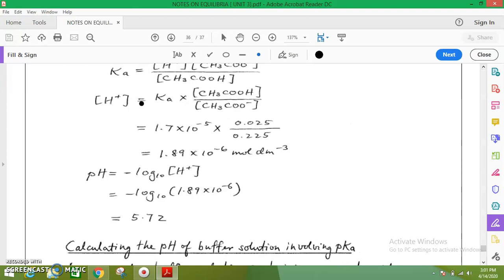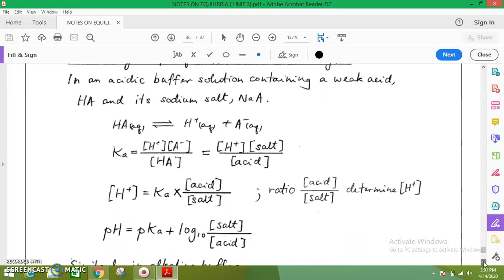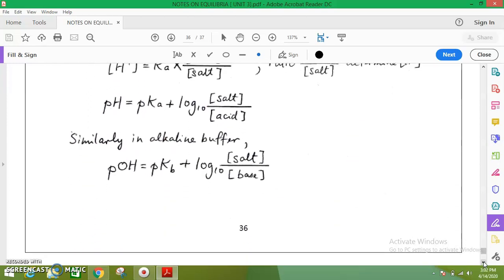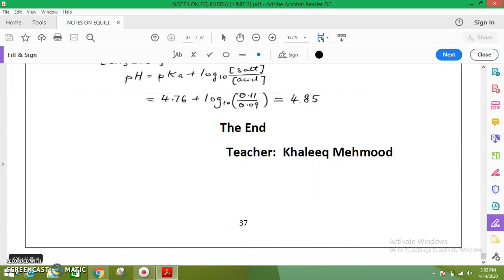Look here, Ka we know, concentration of acid we know, concentration of conjugate base we know, so you will get the pH by taking the negative log. Now the final example is also given, please follow; both rules are given here, along with many other examples. I hope you will understand. This is all about unit 3. Next lesson, inshallah, I will give you a revision for the whole unit.